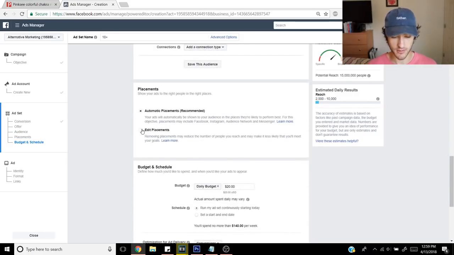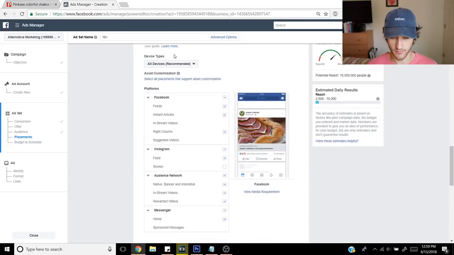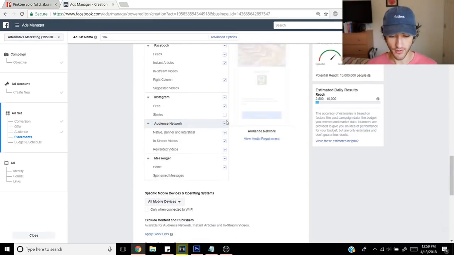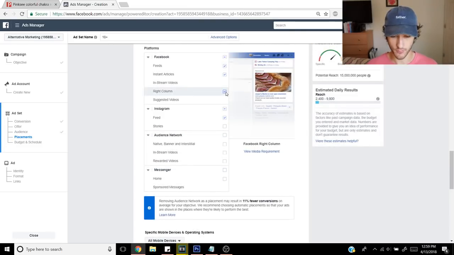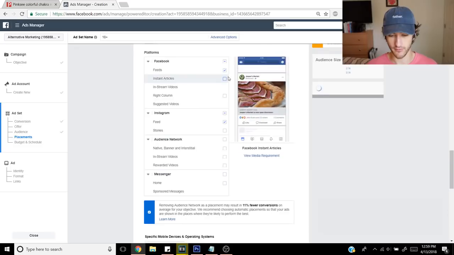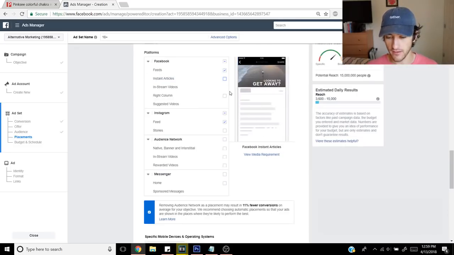Now we're going to come down here and go to edit placements. You can leave it on all devices. Generally, what I've found for my main store is that mobile converts a lot better. However, you don't know that if you're just starting out, so leave it with all devices. You want to keep it very broad. Now, I always take out audience network and I always take out messenger. I always take out right column and instant articles. Now you can definitely choose with this.